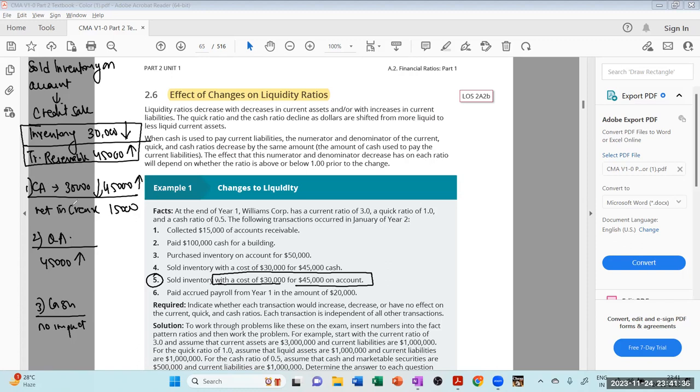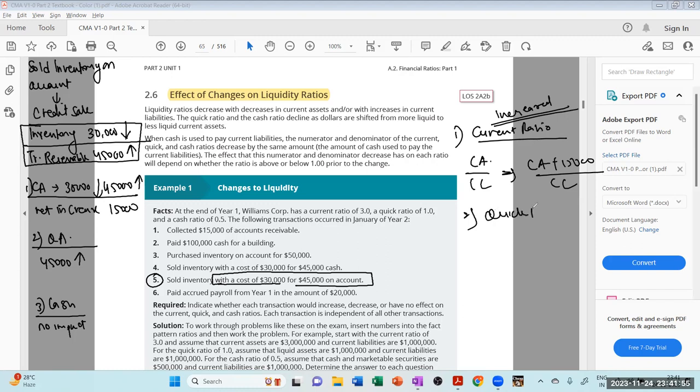So what will happen to your current ratio? What will be the formula of current ratio? It is current assets upon current liabilities. Now what is it becoming? Current assets plus 15,000 upon current liabilities. So current ratio has increased. First one. Second ratio. Quick ratio is quick assets plus 45,000 upon current liabilities. Again, it's going to increase only.